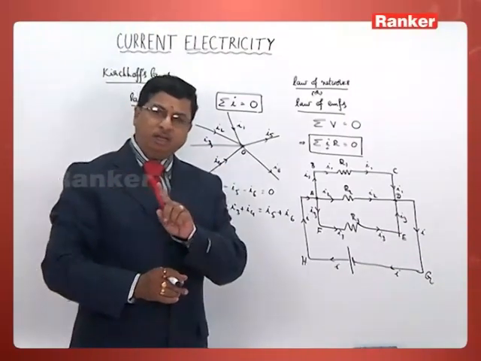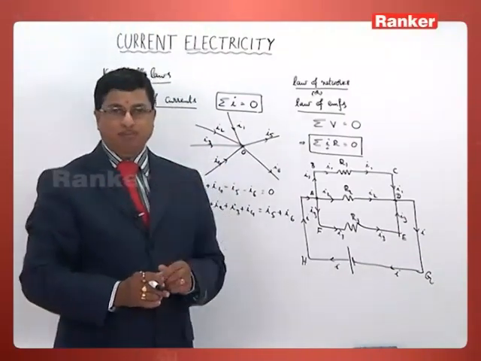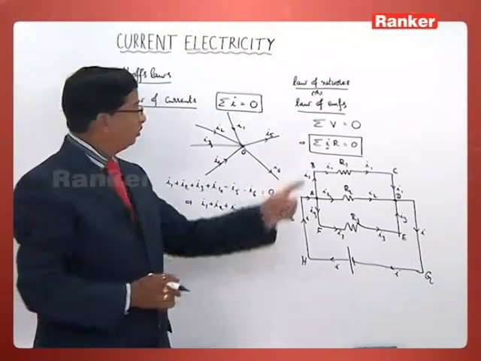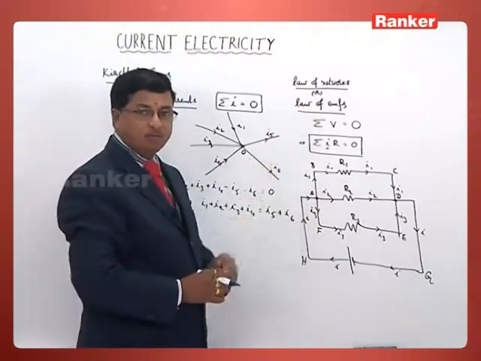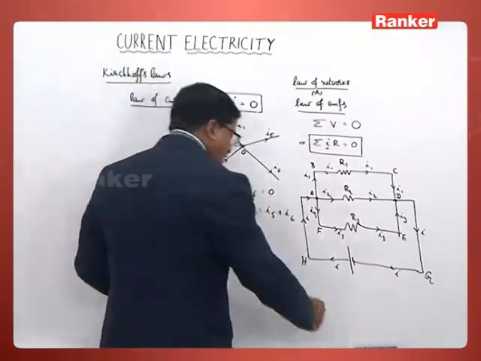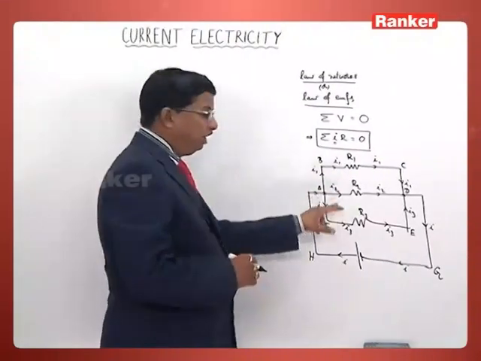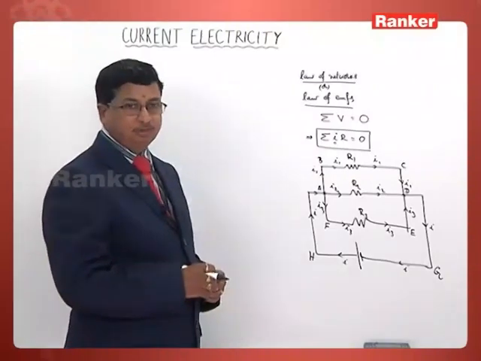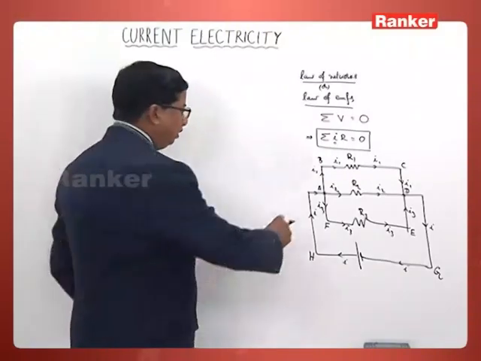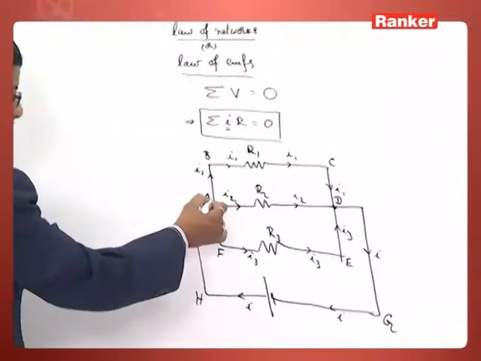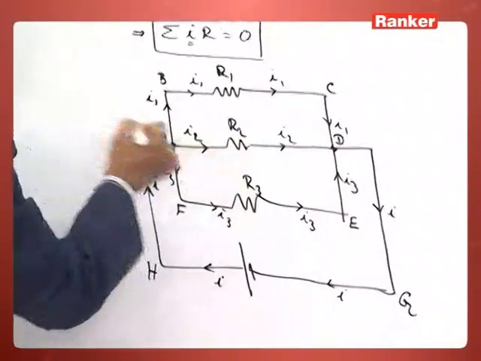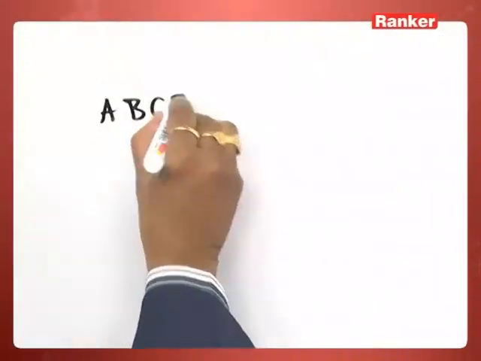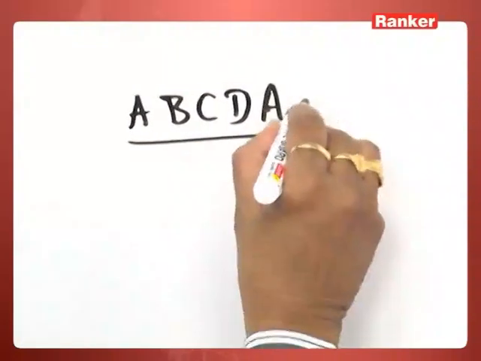You can take any circuit which is closed there, any individual network which is closed there, and you can apply second law of Kirchhoff for that. Let us now analyze that one. Let us analyze these networks now applying the second law of Kirchhoff, that is law of EMFs. Check the first network here. A, B, C, D, A is a closed network now. A, B, C, D, A.